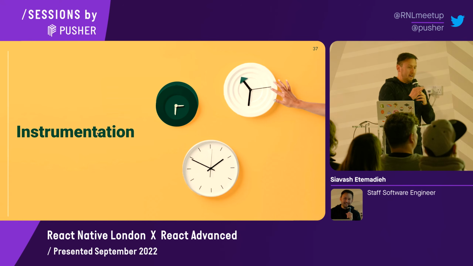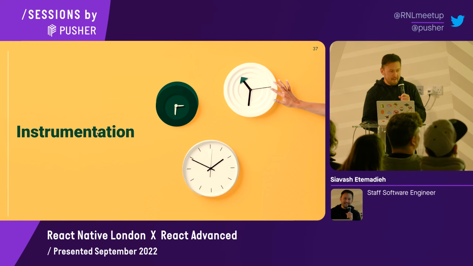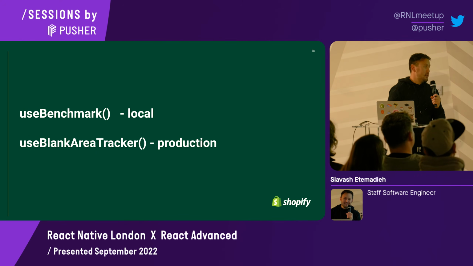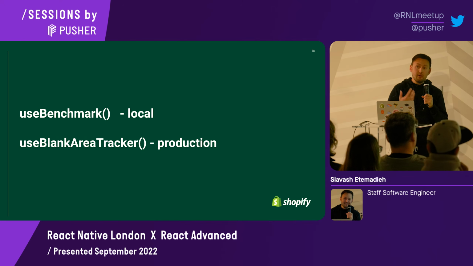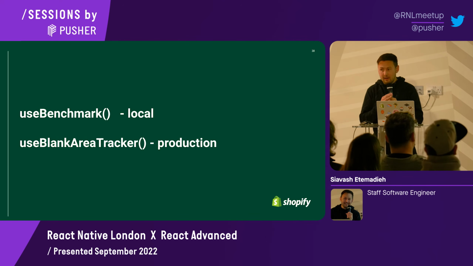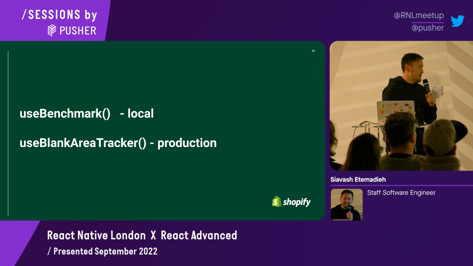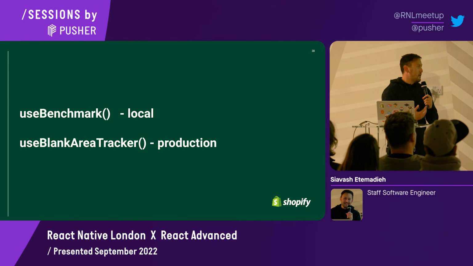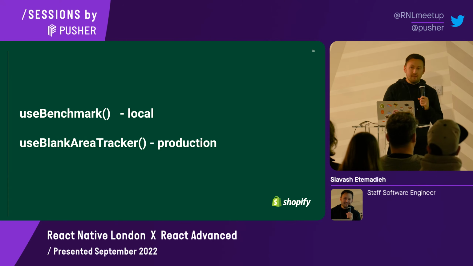So just a bit more about instrumentation. I mentioned earlier that this is such a big theme from Shopify. So we actually ship with some hooks that can help you out with your instrumentation. One hook is called useBenchmark. We've got a benchmark for both FlatList and FlashList. So even if you choose not to use FlashList, please feel free to use it to see how your app is performing.